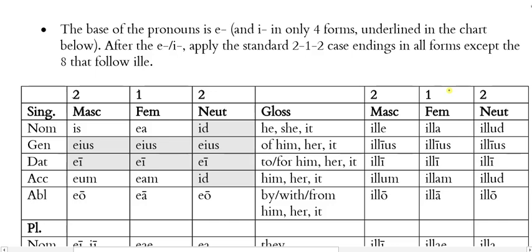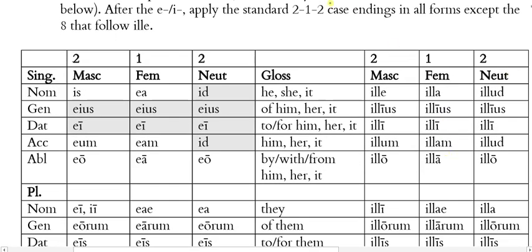What we also want to point out here before we look at the chart is that the base of the third-person personal pronouns is e, and it's an i instead of the e in 4 forms. And I've got those for you here in our chart. I mentioned underlining, but I don't see that I actually did, so I will go ahead and underline them for you here. So we've got is, id, ii, and i. Those are the 4 where the i is the base. Everywhere else, it's e. Sorry about that.